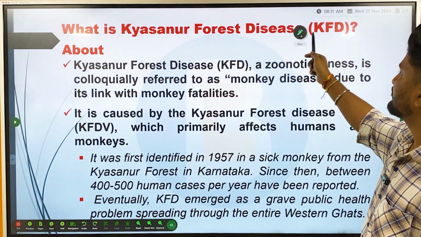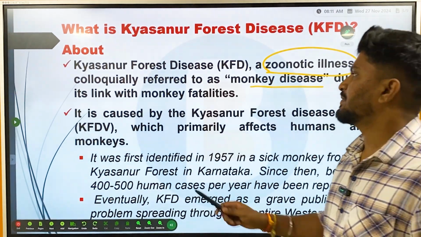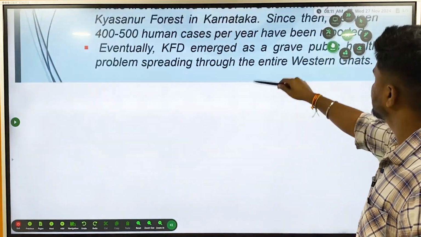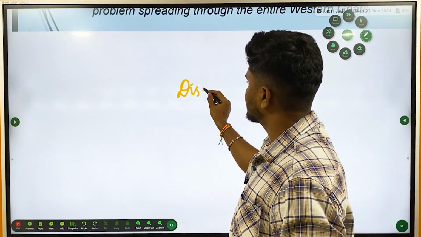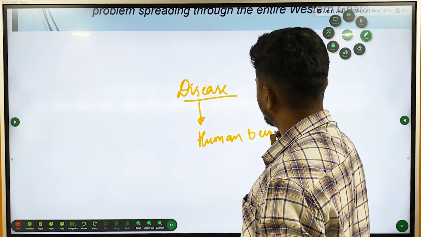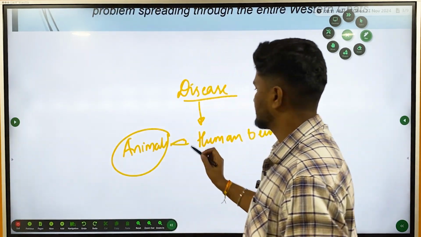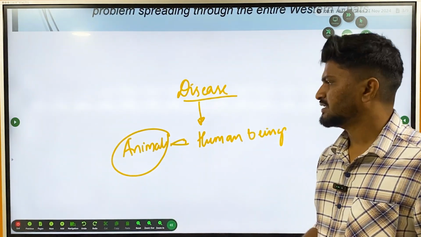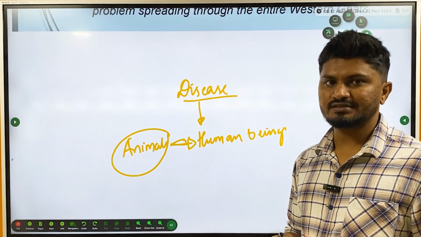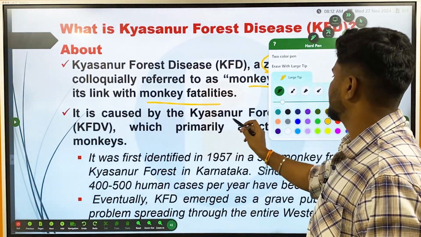Kyasanur Forest Disease or monkey fever is a zoonotic illness, colloquially referred to as monkey disease due to the link with monkey fatalities. So what is zoonotic? Zoonotic is any disease which gets transferred to human beings from animals. First this disease will affect the animals. From animals, if we consume them or come in contact with those particular animals, it is going to infect human beings also. So any disease which affects human beings from animals is known as a zoonotic disease. And it is caused by the Kyasanur Forest Disease virus, KFDV.